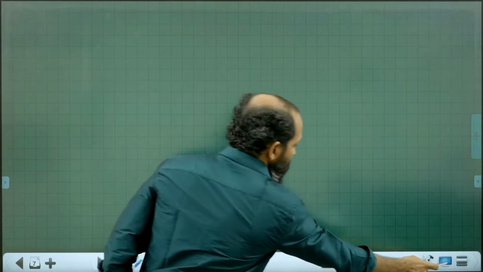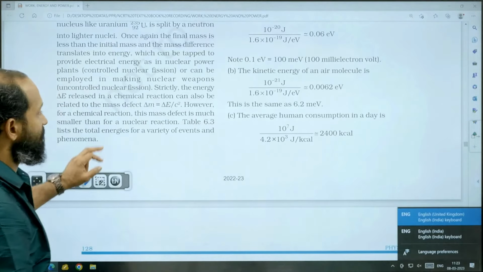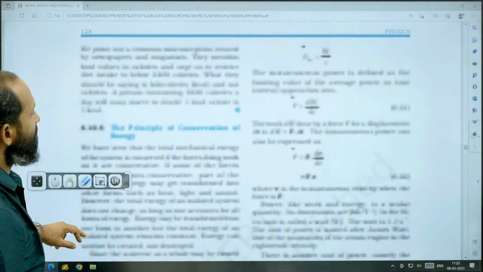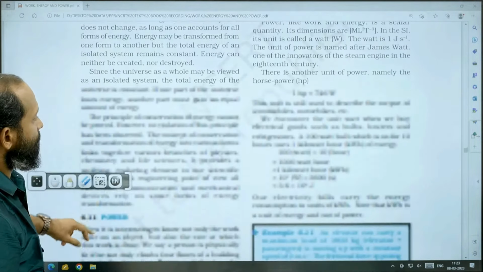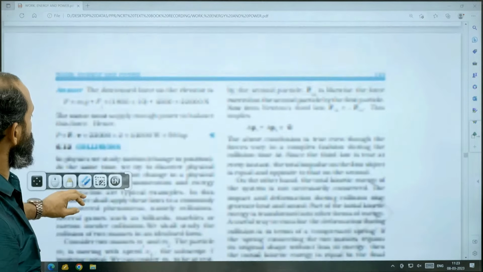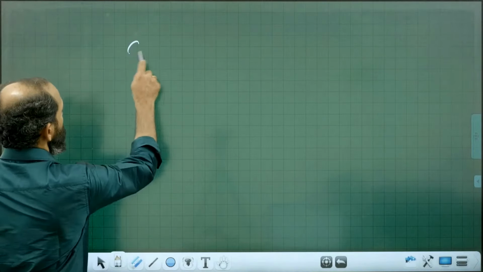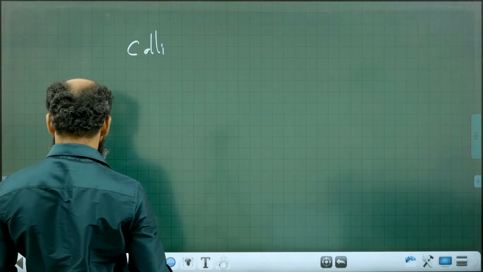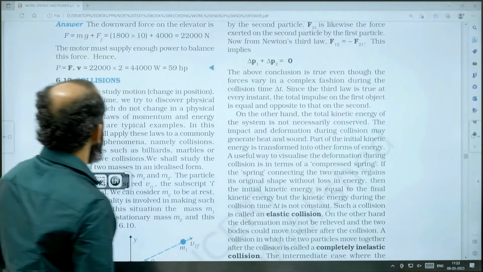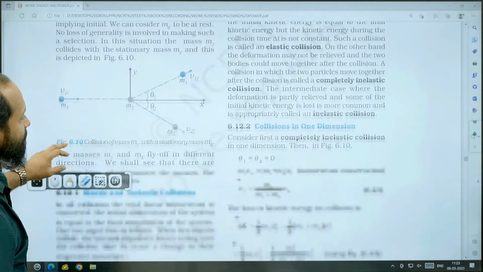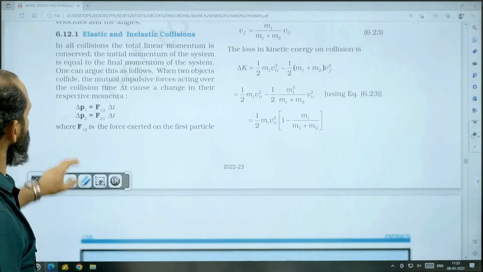Now we have to move on to collisions. That part is much more important. Conservation of energy, all that we have discussed. Now the topic of collisions is more important. Different types of collisions we have to go through. First one.